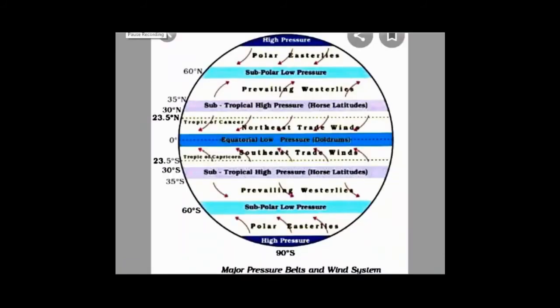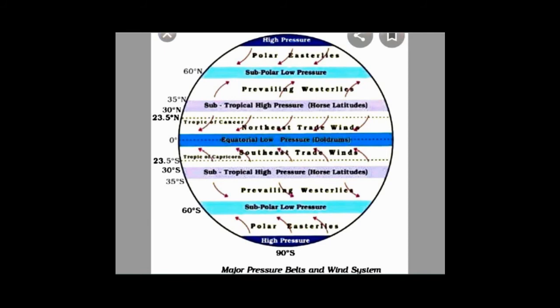So surface winds are totally absent over here. Only vertical currents are found. This belt is also called the doldrums because of its extremely calm condition.